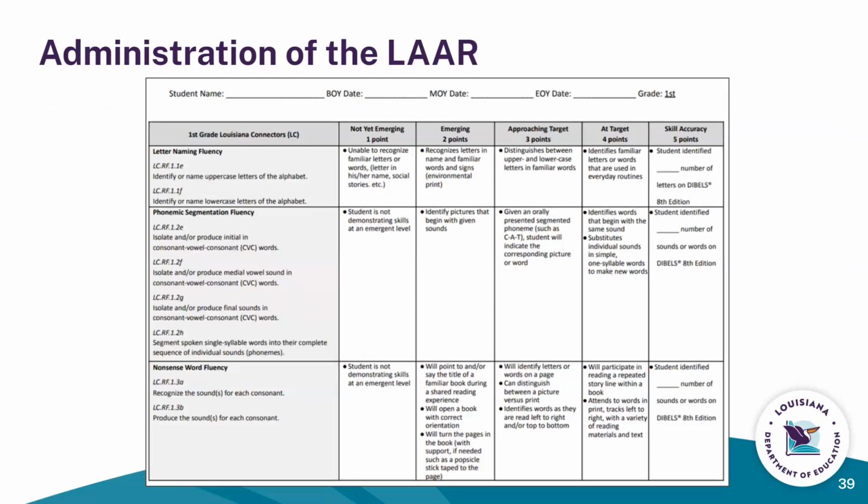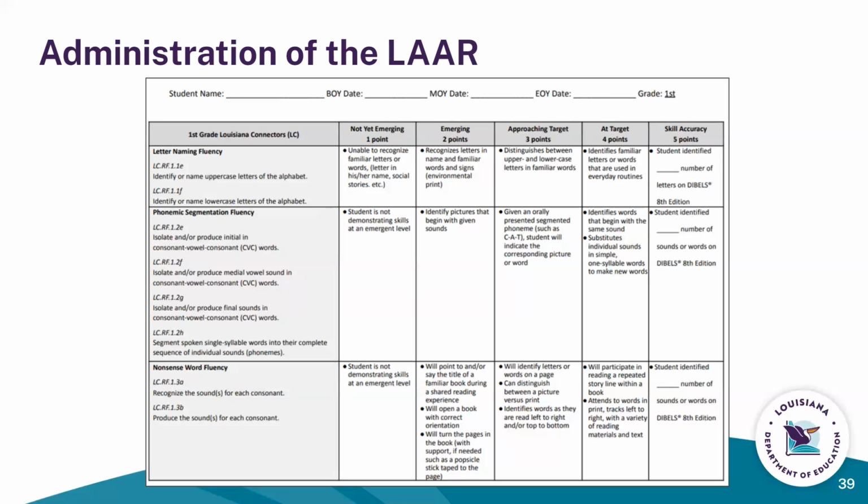Okay, so let's discuss the administration of the LAR. Once a student has been determined eligible for the LAR by those IEP teams using that established eligibility criteria, the test administrator will review the subtests that are found on the LAR. You can see them here. And those subtests also align with what is being tested on DIBELS, as well as the Louisiana Connectors for students with significant cognitive disabilities. So again, an example of this first grade rubric is found on the slide here, and it begins with the letter naming fluency subtest, which is also aligning with that first subtest on DIBELS.